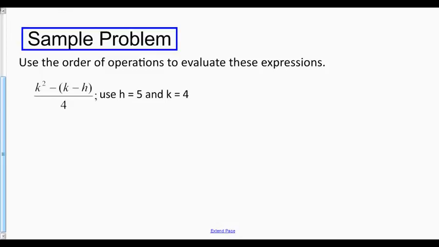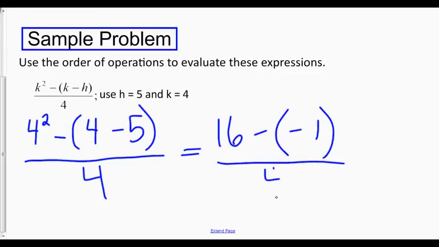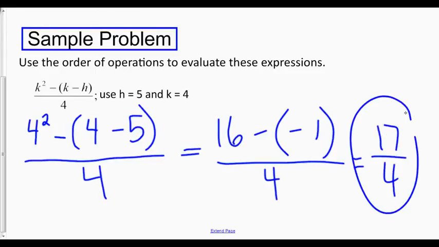First thing I'm going to do is substitute for my variable. So k squared is 4 squared minus the quantity 4 minus 5, and all of that's over 4. I'm going to follow the order of operations. 4 squared is 16, minus 4 minus 5 is -1, over 4. 16 minus -1 is the same thing as saying 16 plus 1, so I got 17 over 4, and that's my final answer.